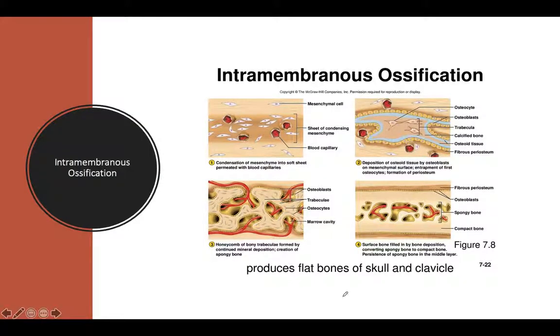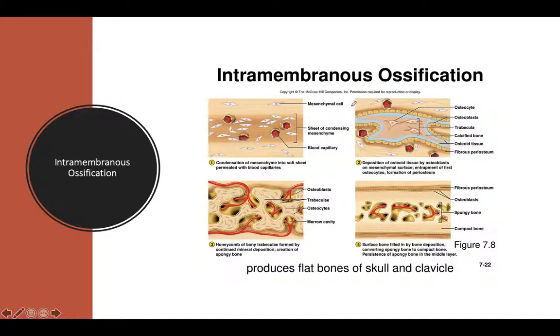So let's talk about the process now. This diagram is kind of misleading, but I'm going to explain in greater detail so you can understand. First thing, note that intramembranous ossification produces flat bones of the skull and clavicle. That is important. And I got this diagram from somewhere online, right? But this is not as informative as we want, and this is a little bit complicated.